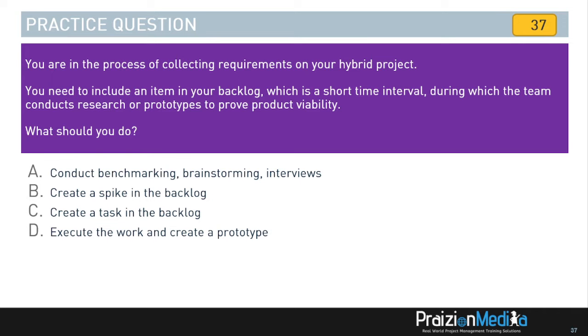You are in the process of collecting requirements in your hybrid project. You need to include an item in your backlog, which is a short time interval during which the team conducts research or prototypes to prove product viability. What should you do? Okay, hit the pause button if you need more time. The most precise and the best answer to this is to create a spike. Option B. Let's move into our next question.